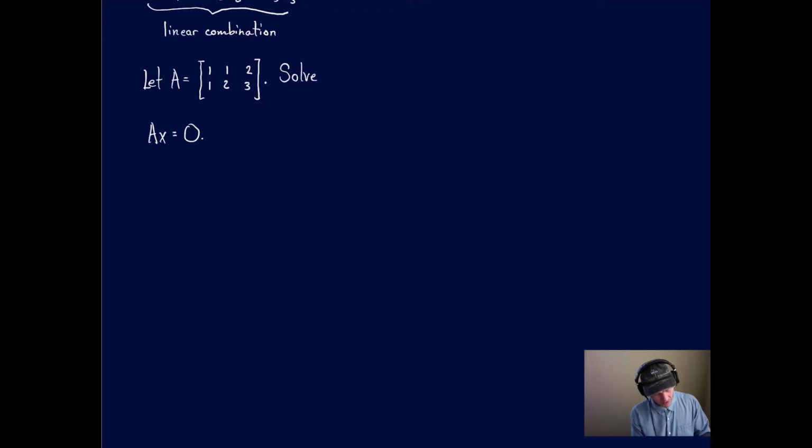Let's try this. Let A be the matrix of 1, 1, 1, 2, 2, 3. The first thing we want to do is solve AX equals 0. Well, let's try that. If I write these linear combinations, this means that x1 times the first column of 1, 1, plus some x2 times the second column, 1, 2, plus x3 times the third column, 2, 3, is equal to 0.